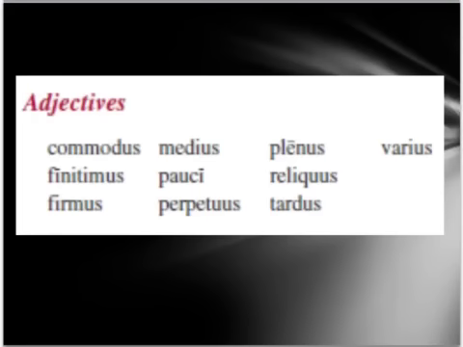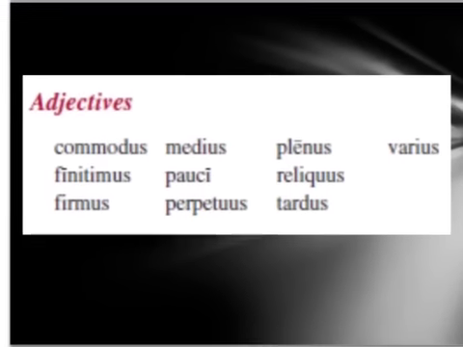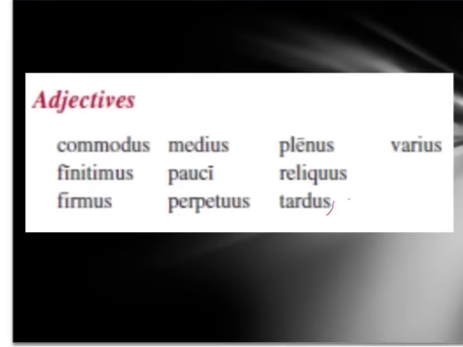Your adjectives, there's nothing special here. They're going to all be us, a, um. The us you'll do for masculine, using the second declension masculine. The a will be for feminine, using the first declension. And the um is for neuter, using the second declension neuter.